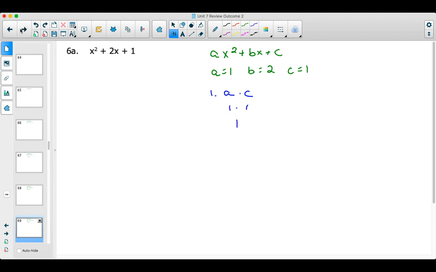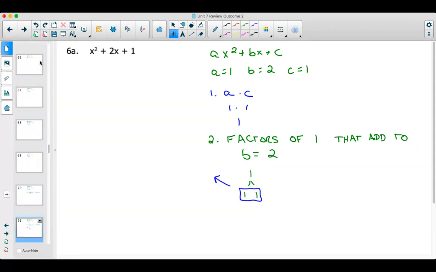A is 1 in this example, so I don't have to split the middle. I can just write my factors. So I have x plus 1 from here, x plus 1 from here. We could also write, in this example, x plus 1 squared, because those are exactly the same. They both have pluses, so that would work as well.